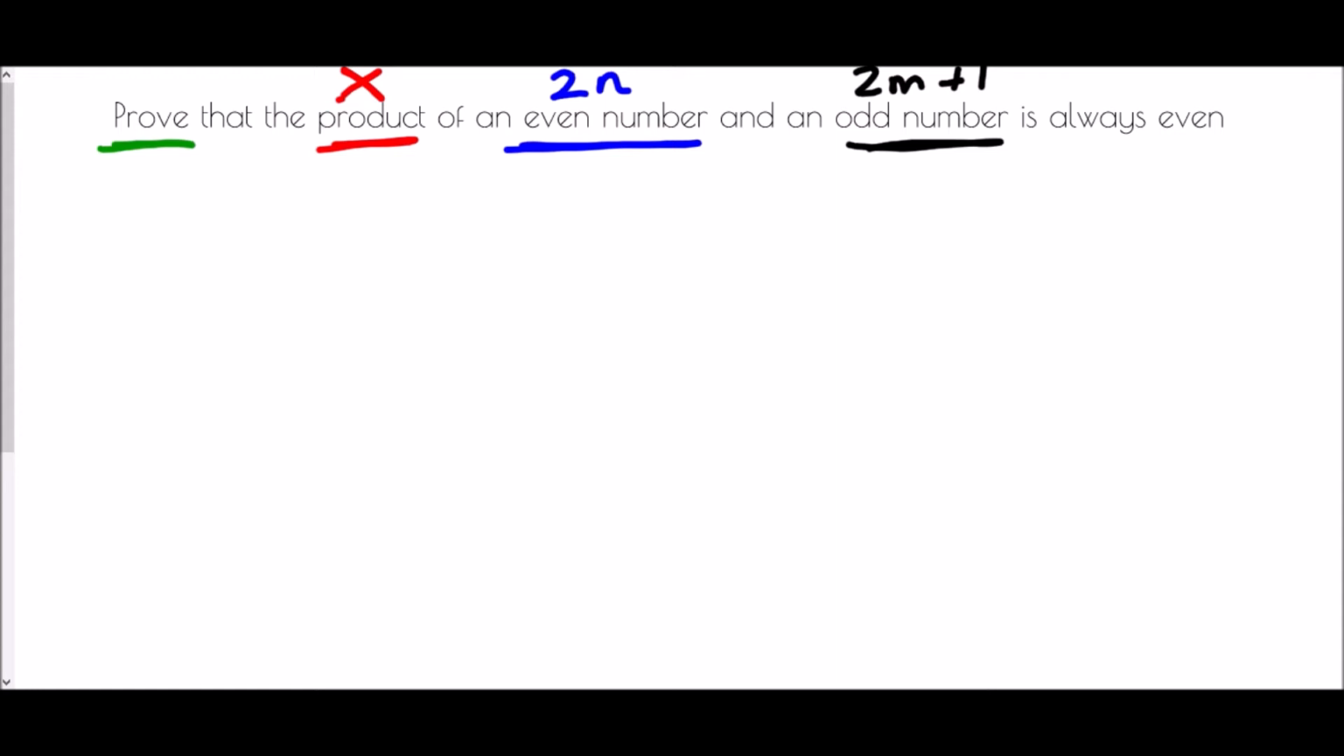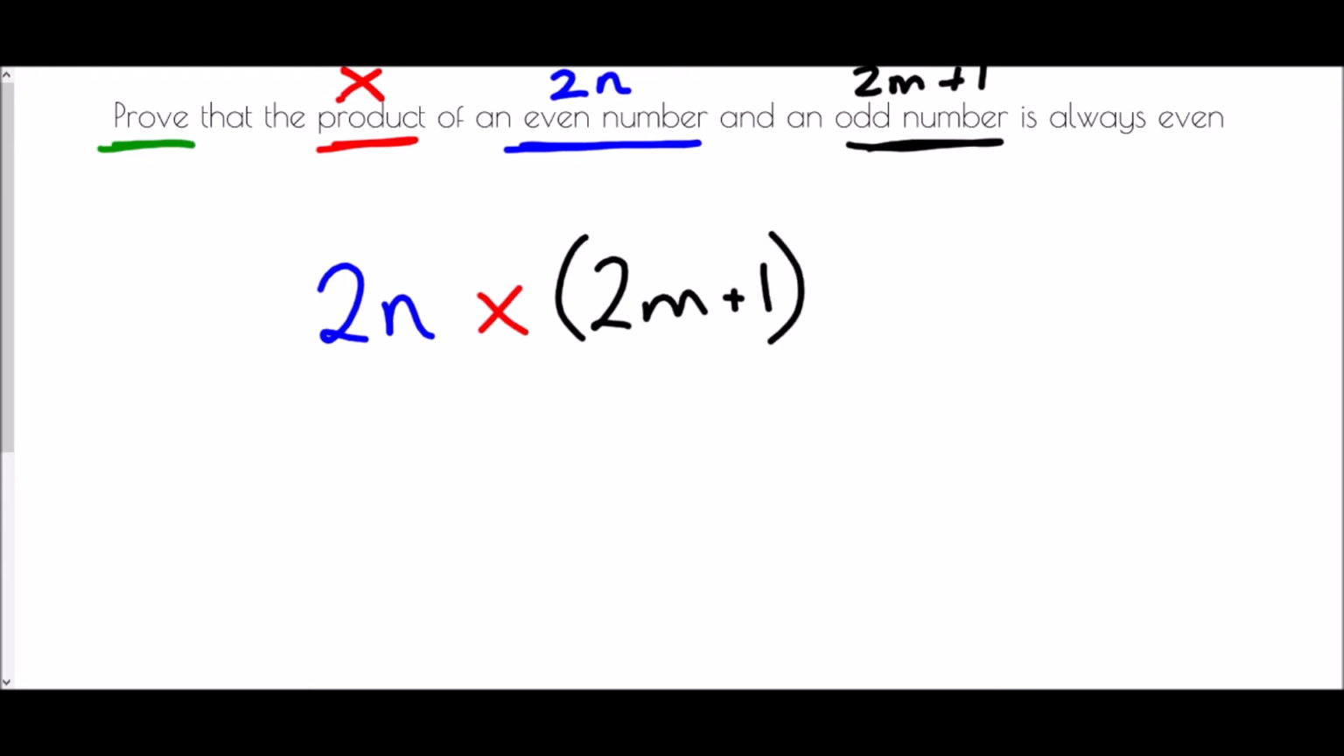But what it's asking is for us to prove that this is the case. Therefore, what I'm going to do is take my even number, 2n, and multiply it by my odd number, 2m plus 1, and pop that in a bracket, and I'm going to see what the result is.